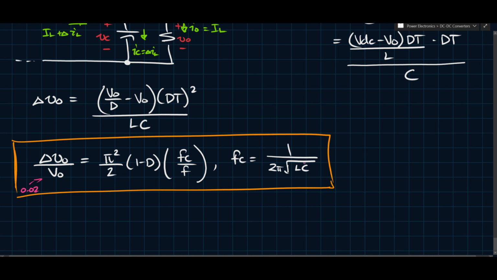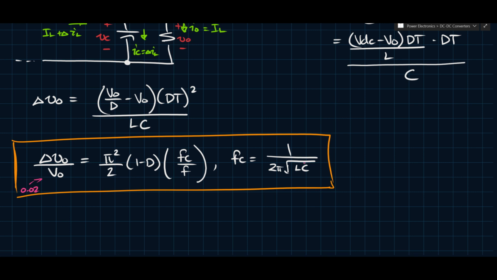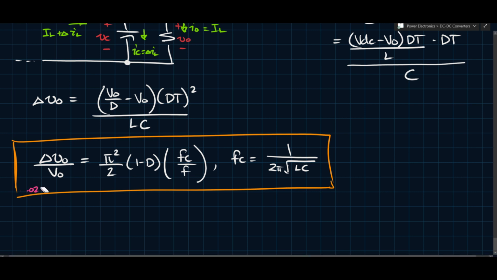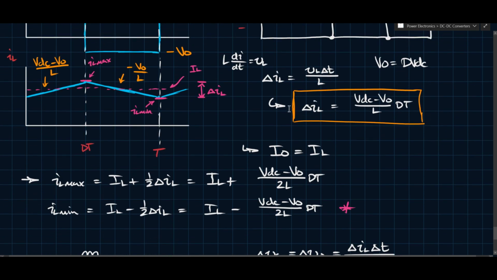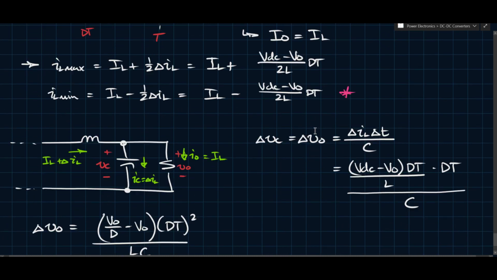So you can go through and design these converters in many different ways, depending on what your objectives are. But this is one of the tools that you need, along with the delta IL equation that we have here that gives you the ripple current of the inductor.